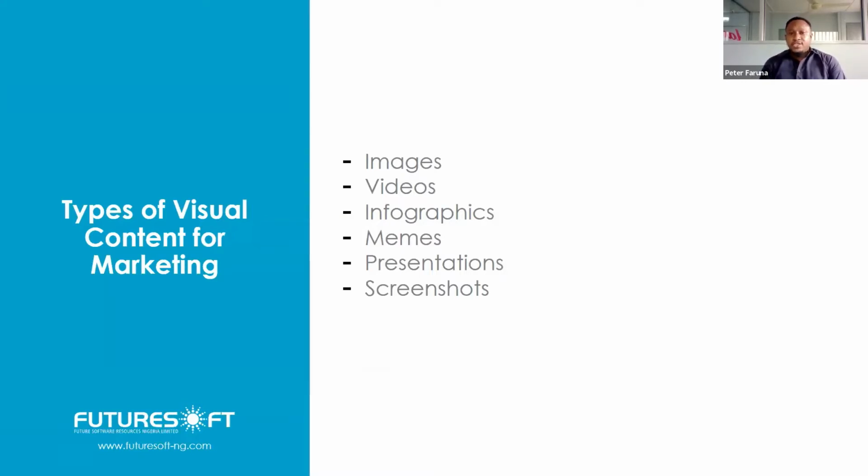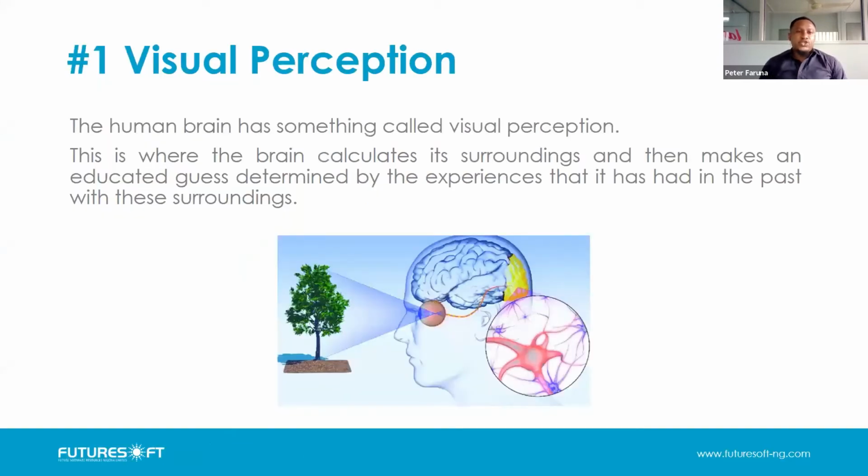Now there are types of visual content for marketing. Some of them are images, we have videos, infographics, memes, presentations, and screenshots. These are things that we'll be talking about as we go on, but I just wanted to show you what the content is going to be. So the content is either going to be images, or videos, and what kind of videos, the type of infographics, what kind of memes, the presentations, and screenshots. So that's that.